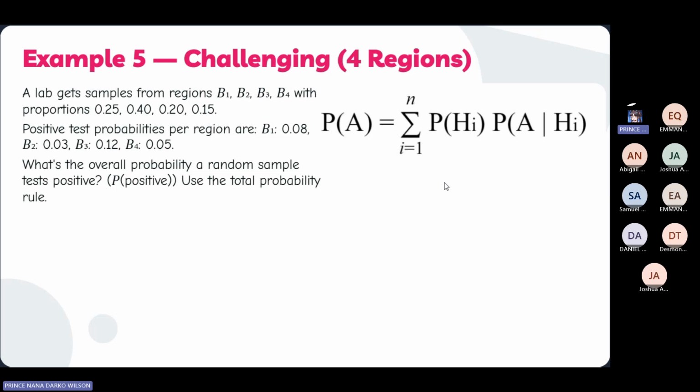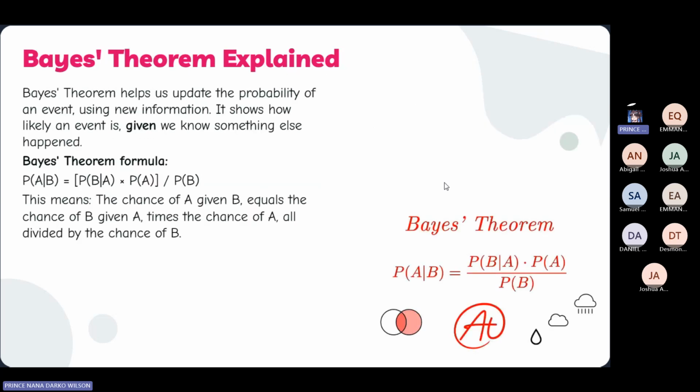So in today's lesson, we'll be discussing Bayes' theorem, as I mentioned earlier. Bayes' theorem helps us update the probability of an event using new information. It shows how likely an event is given we know something else happened. The Bayes' theorem formula is one we are already familiar with. If you go back to when we were learning about conditional probabilities, you realize that the formula is no different from what you see here right now.